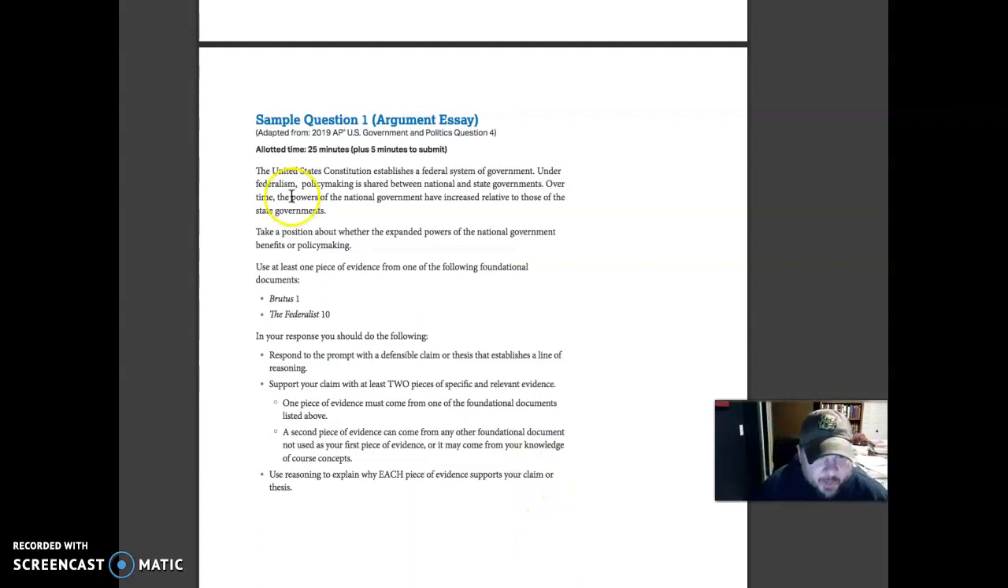Here's what you do. Here's the prompt right here. The United States Constitution establishes a federal system of government. Under federalism, policymaking is shared between the national and state governments. Over time, the power of the national government has increased relative to those of the state governments. So you have to do the following. You have to take a position about whether the expanded powers of the national government benefits policymaking. And then you have to use one of these 2 documents. They provide you with 2, Brutus number 1 and the Federalist number 10. So you got to utilize one of those 2.